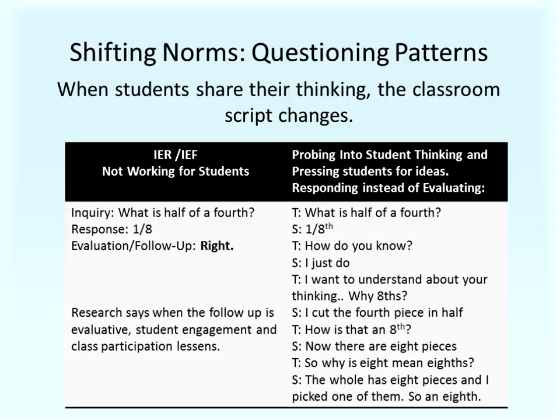And so, again, the idea is to probe student thinking, especially when students are correct, as well as when students have responses that surprise you and seem to represent conceptual misunderstandings. Right answers also deserve the respect of probing into student thinking and pressing for students to explain how they came about their ideas.